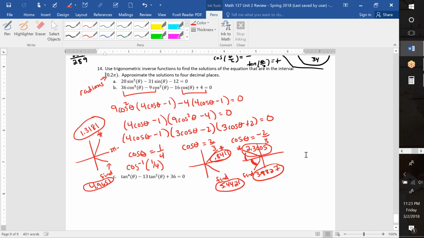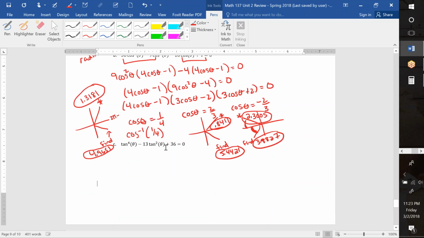All right, so let's look at this very last one. I'm going to do C as well. So this is tangent of, let me move this down a little bit, hang on. Tangent, oops, I didn't want to move it down that far. Let me recopy this one on the next line.